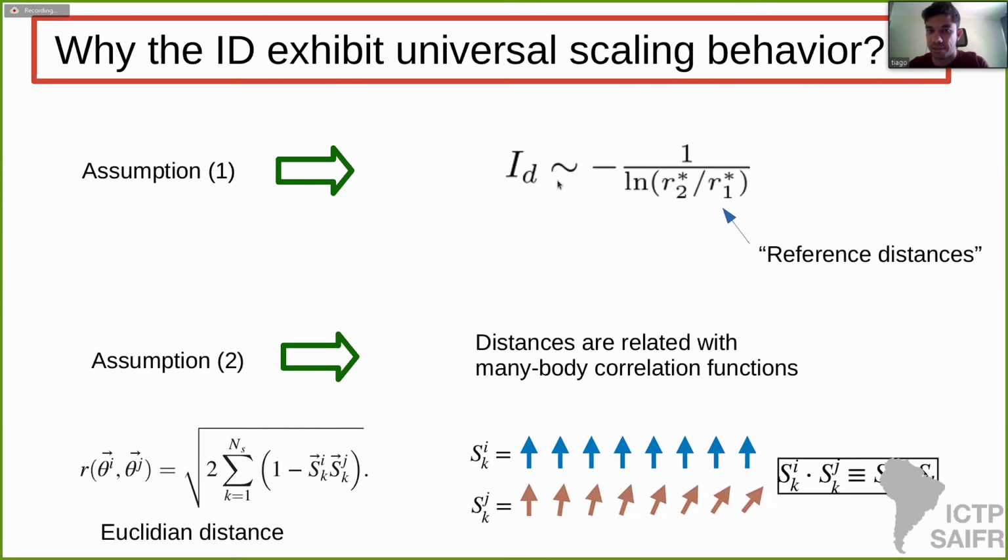Okay, so under certain conditions we can write this intrinsic dimension as the inverse of the log of the ratio between the average second nearest neighbor distance and the average first nearest neighbor distance. And the basic idea is that, here's the definition of distance. So here's the Euclidean distance. Okay? So basically, the Euclidean distance depends on correlations. These are correlations between configurations. So this is not real space correlations. Okay?